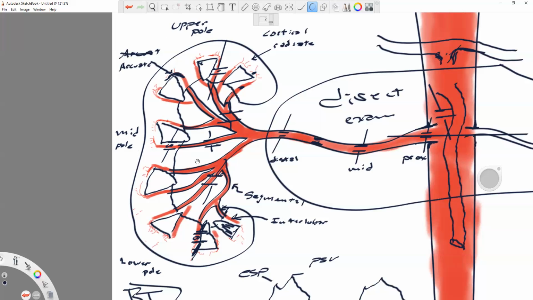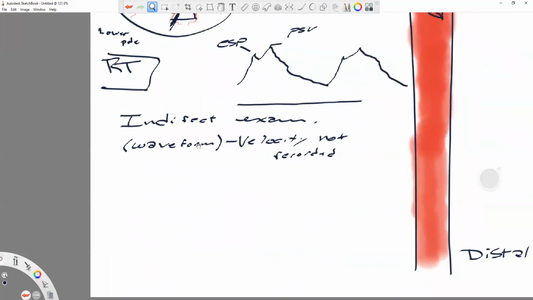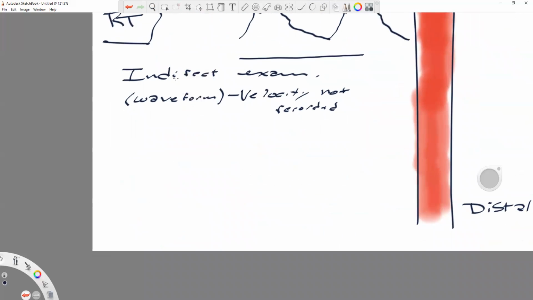Now what we're looking for is not a renal aortic ratio. That was already done with the direct exam. With the indirect exam, we've got the waveforms. And so let's think about what a waveform might look like. A normal waveform will be sharp, actually even sharper than that.